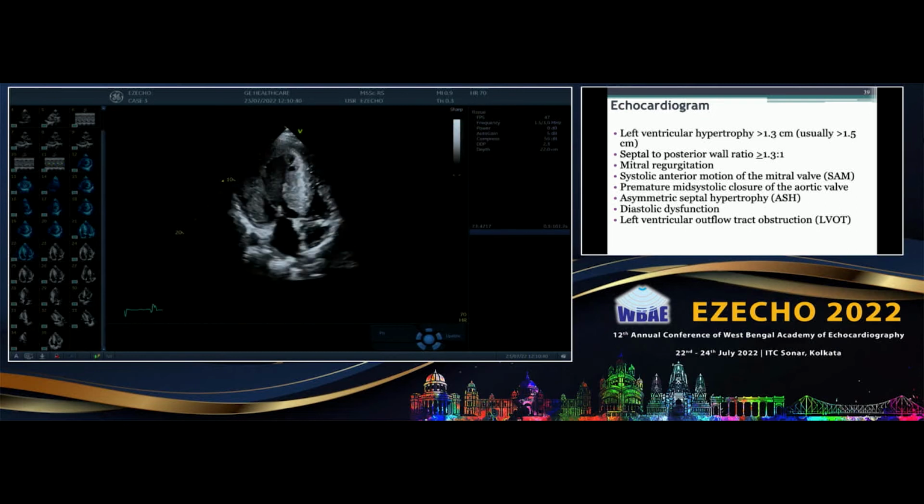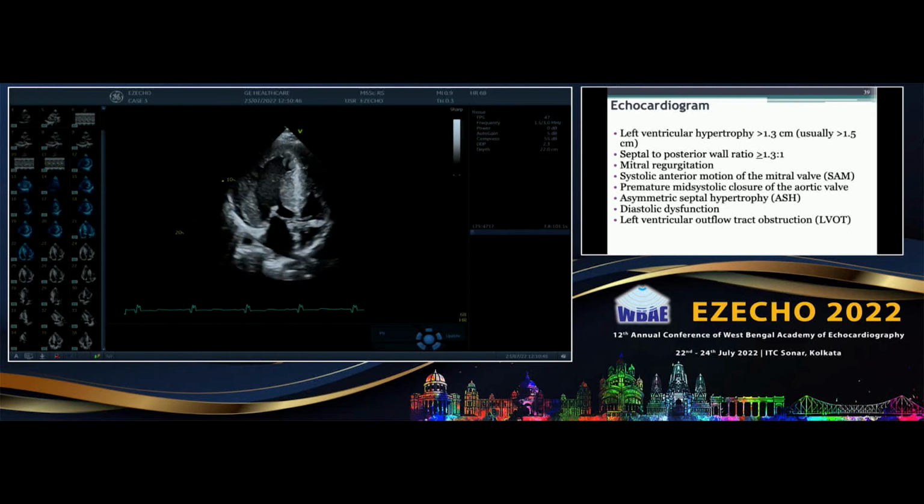Or you do Valsalva. So ask him to do Valsalva. Even after Valsalva, how much should be the minimum, how much should we call significant? See, when your resting gradient is above 30, you really don't need Valsalva. When it is below 30, and if you do Valsalva and it goes above 50, it is a very significant gradient. That is very important to remember.